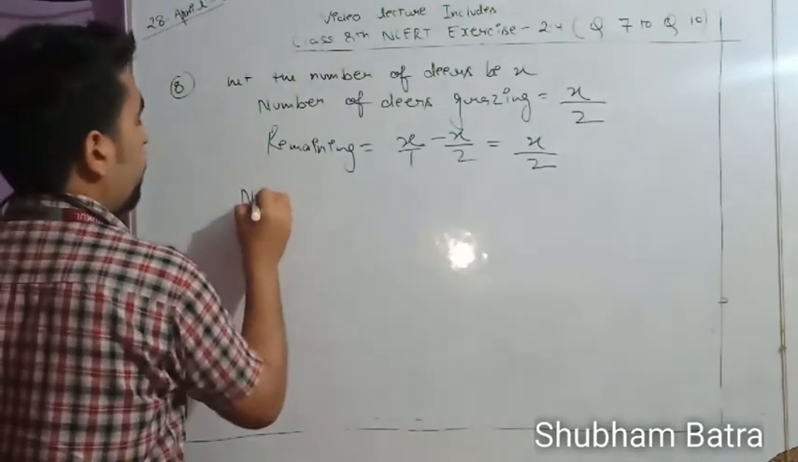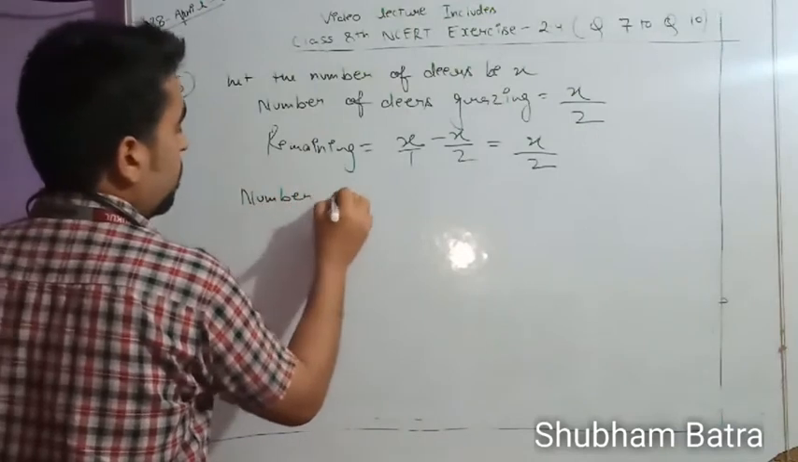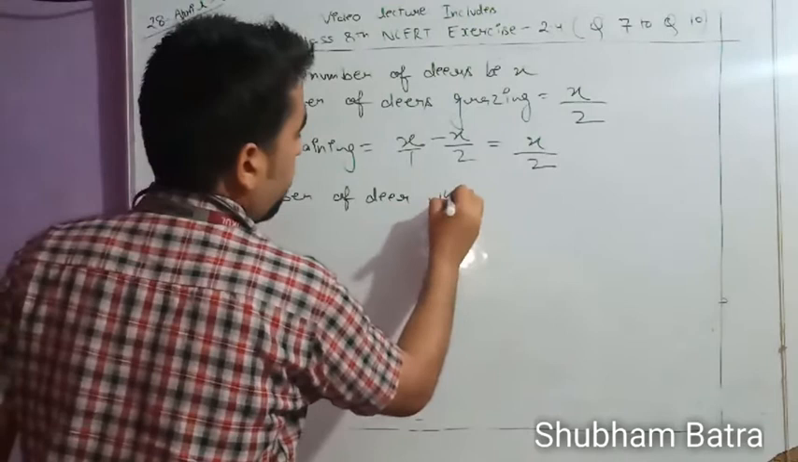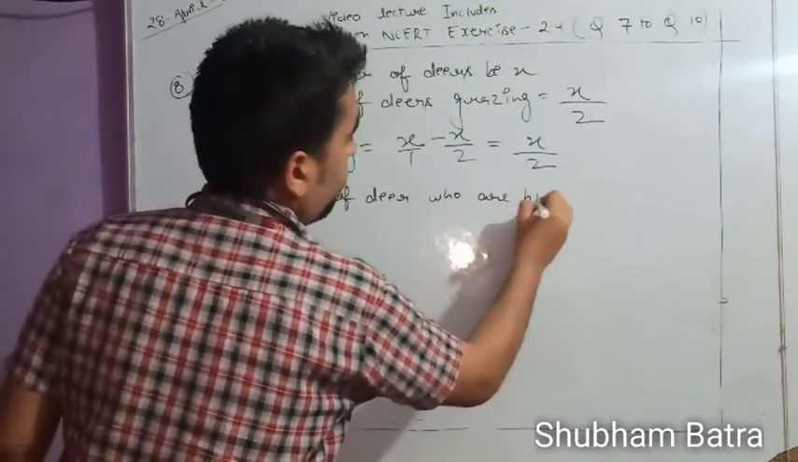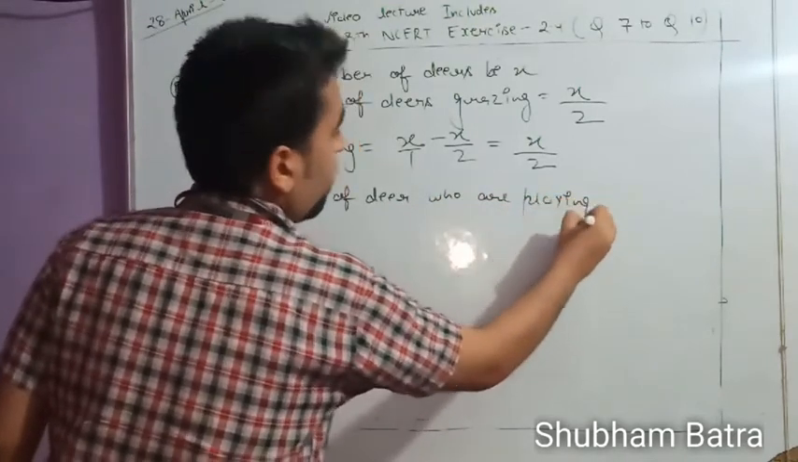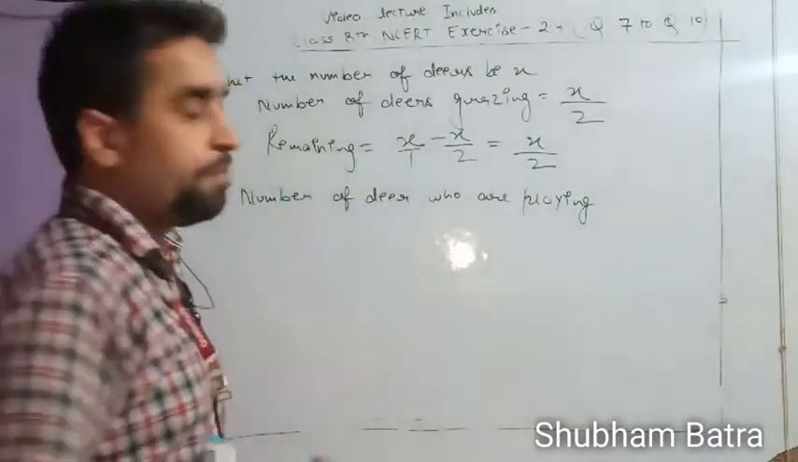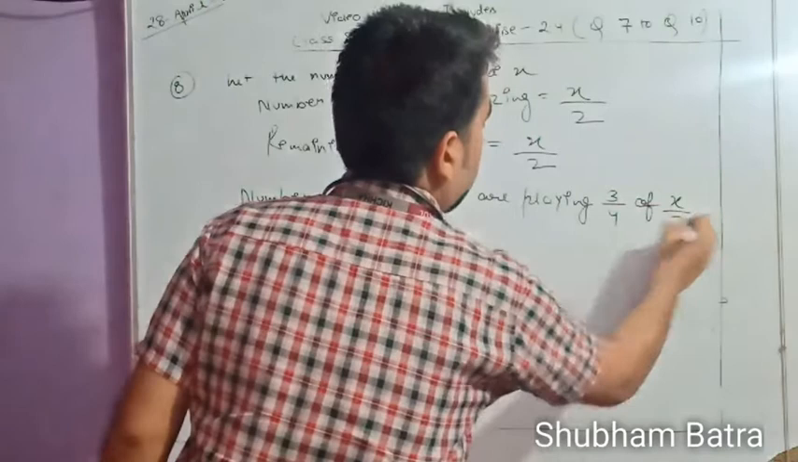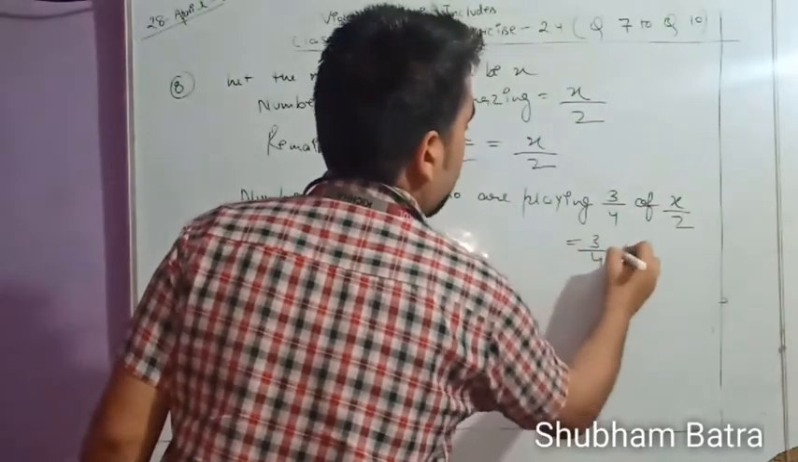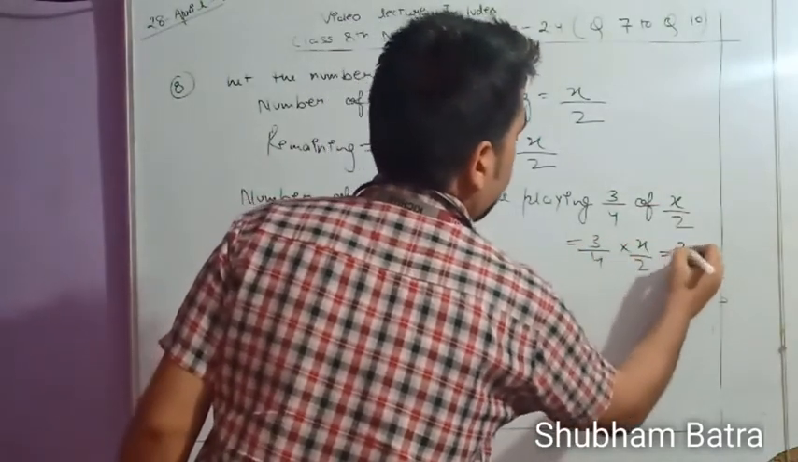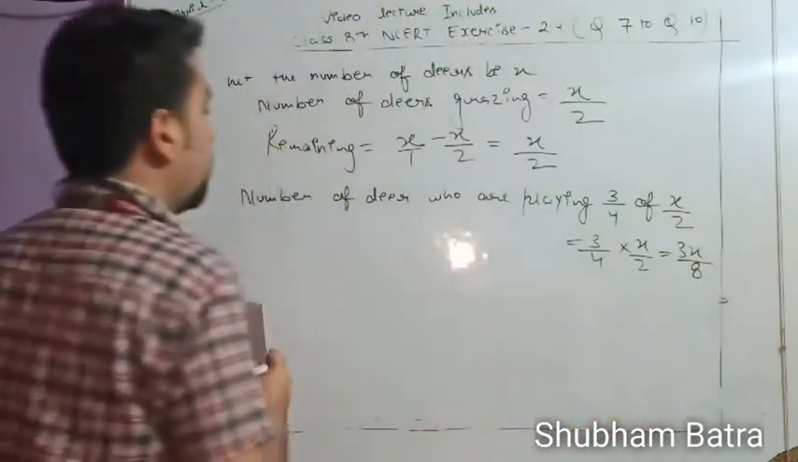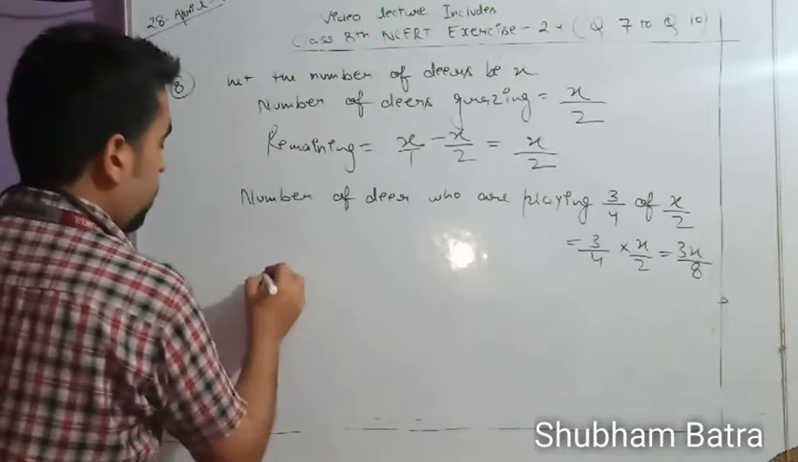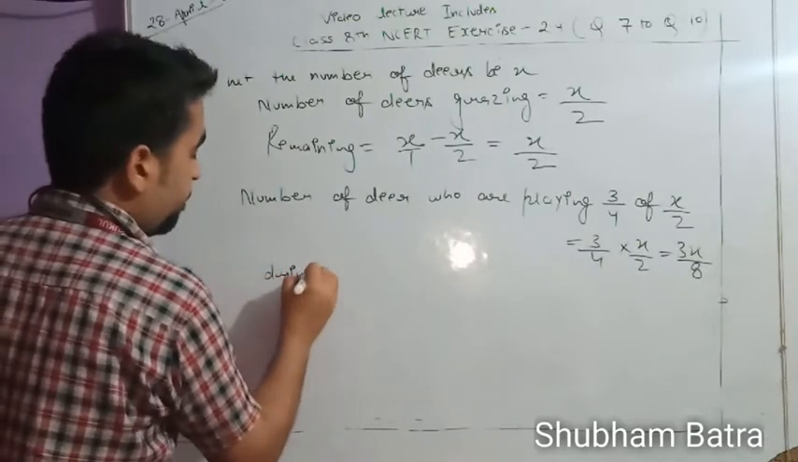The number of deer who are playing is 3/4 of the remaining. 3/4 means 3 upon 4 of the remaining, so of x by 2. Here "of" is replaced by multiply. This will be 3x upon 8. This many are playing. How many are drinking water? Drinking water are 9.